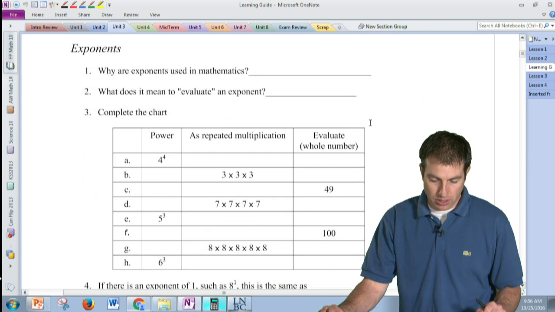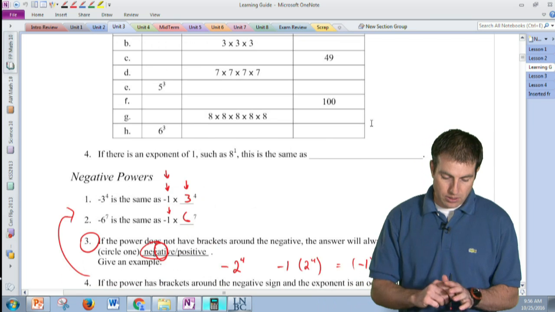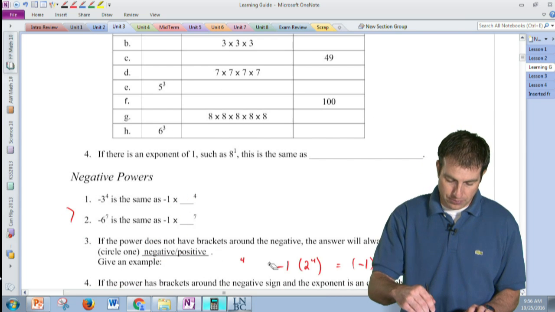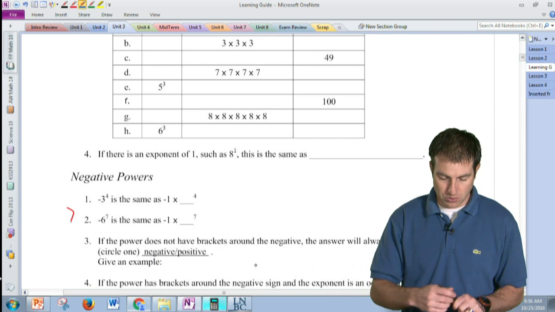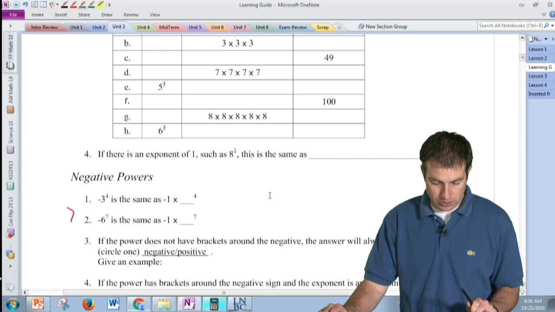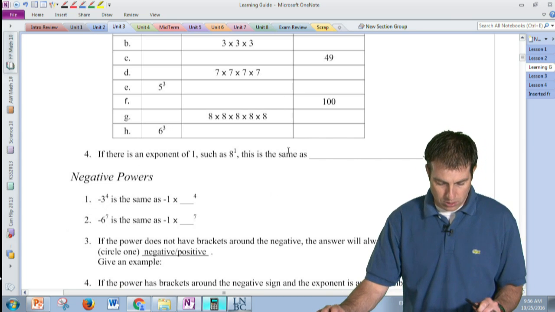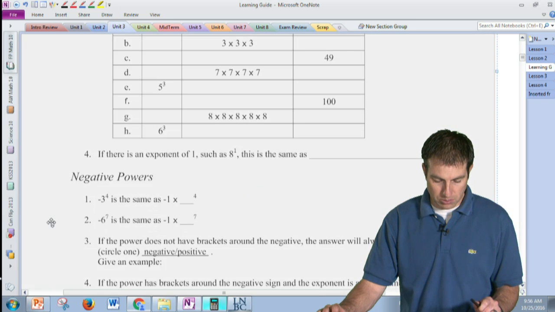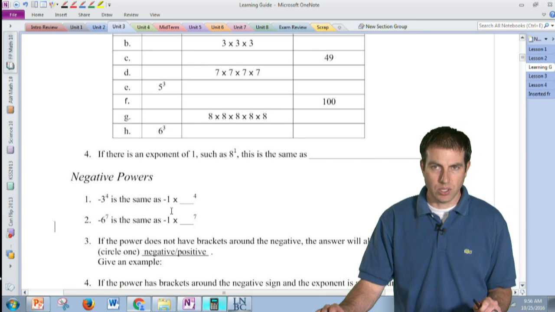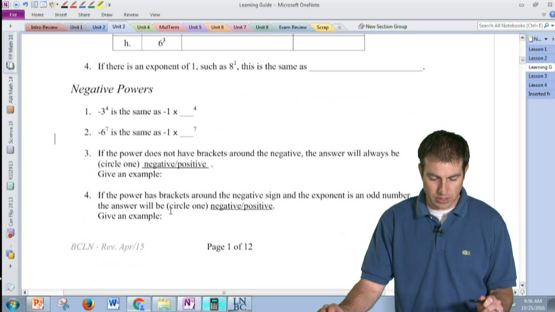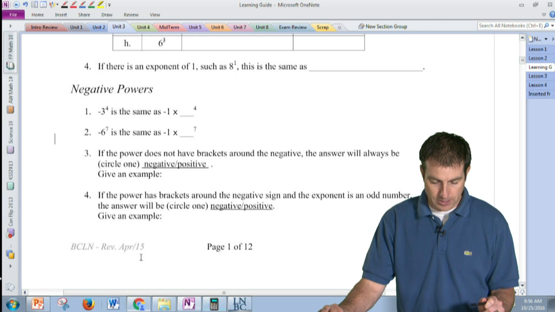So how far did we get today? There we go. Negative powers. We talked a little bit about that and why it's so goofy. I'm going to double check that for you guys for next day, but have a go at those ones.